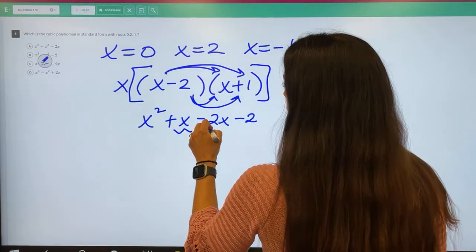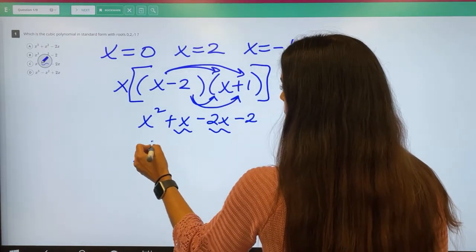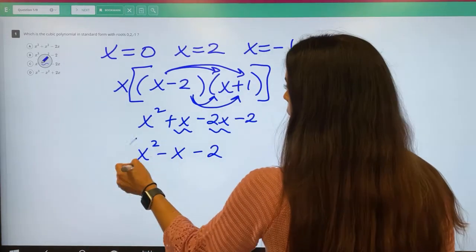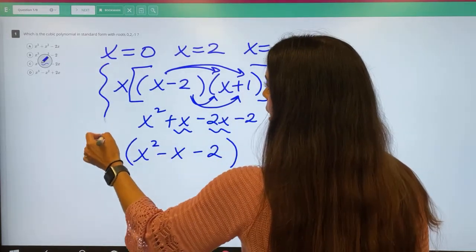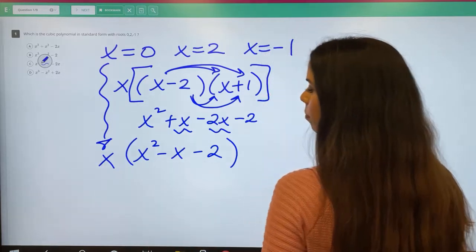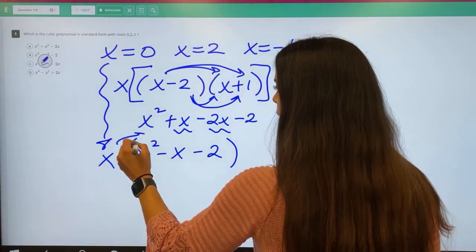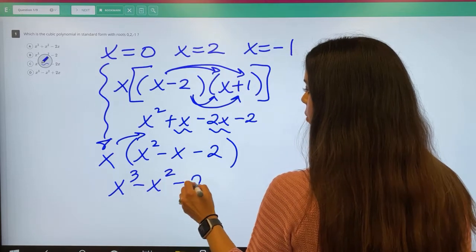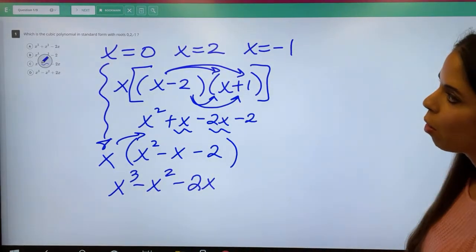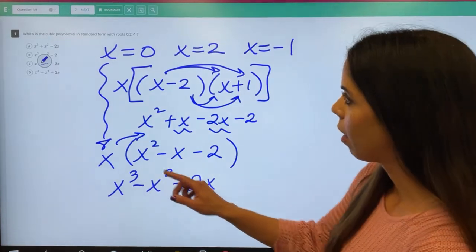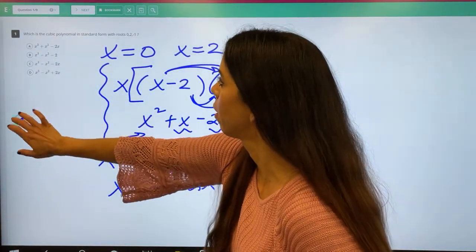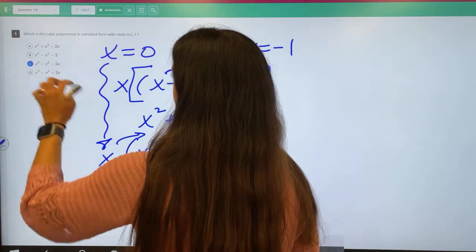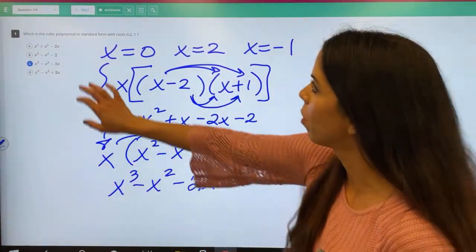All right, and then combine like terms, x squared minus x minus 2. We're not done yet though, because don't forget we have that x out front. So multiply it in, we'll get x cubed minus x squared minus 2x. So it's gotta be, this is covering it up, let me move that. X cubed minus x squared minus 2x, it's gotta be C. So I'm gonna hit C. And we'll go next.